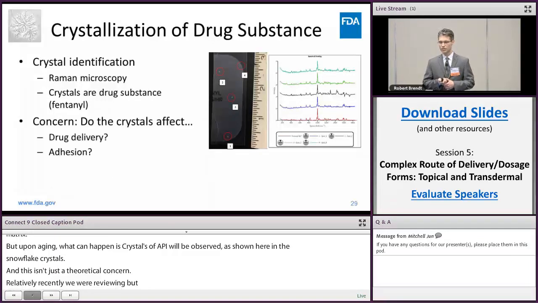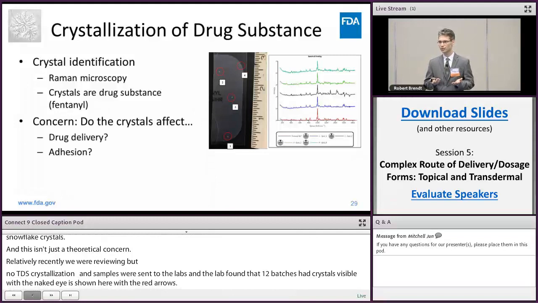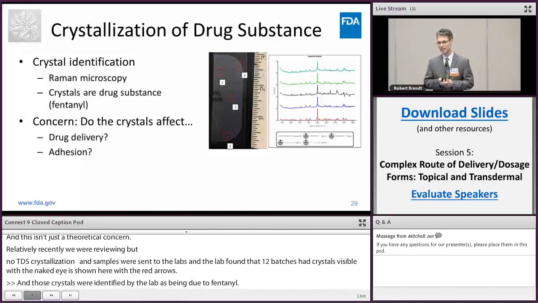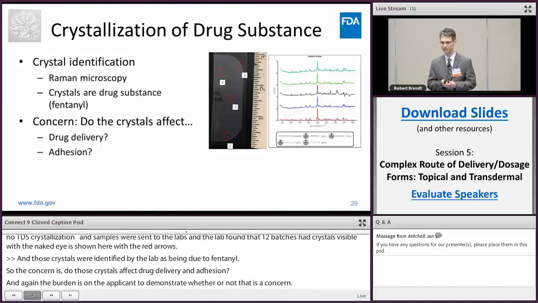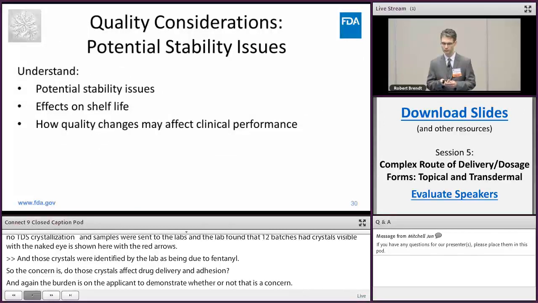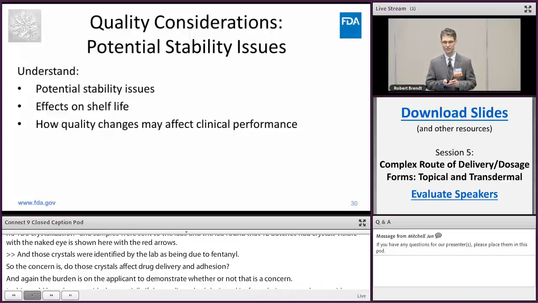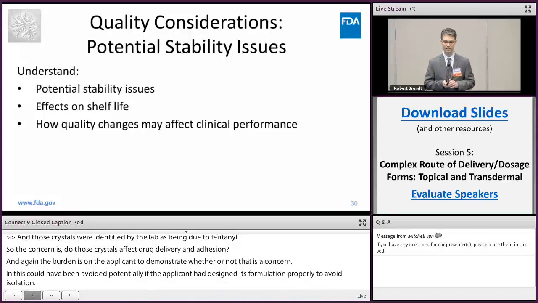So the concern is, do those crystals affect drug delivery and adhesion? And again, the burden is on the applicant to demonstrate whether or not that is a concern. And this could have been avoided potentially if the applicant had designed its formulation properly to avoid crystallization in the beginning. So again, just highlighting the importance of understanding potential stability issues and the effects on shelf life and how quality changes may affect clinical performance.